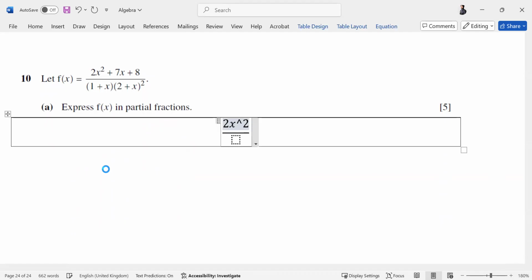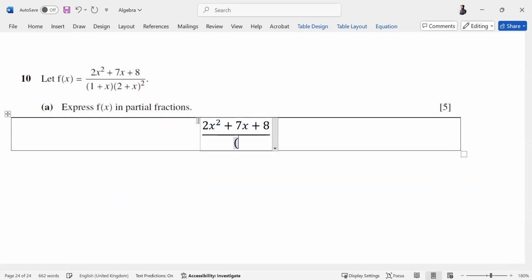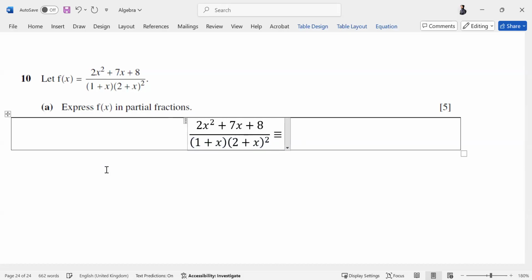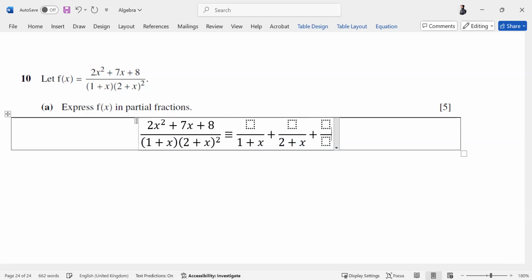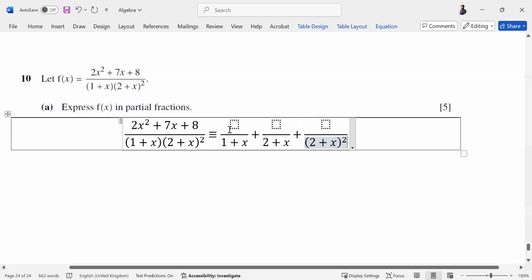2x square plus 7x plus 8 divided by 1 plus x and 2 plus x ka whole square. How many denominators will we have? One will be 1 plus x. Well done. 2 plus x. Very good. So 2 plus x whole square. So the numerator for this one is a constant. So as this, same for this.